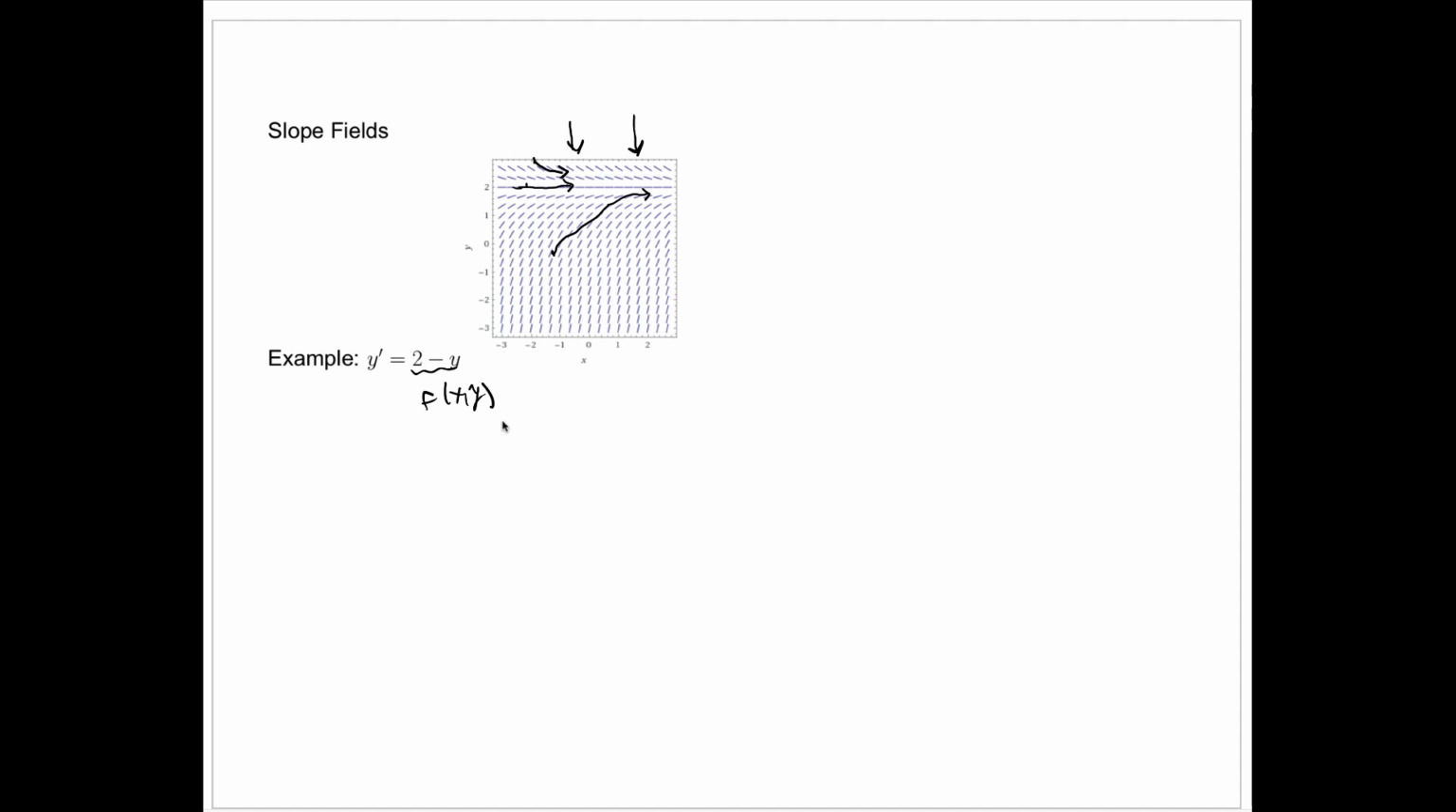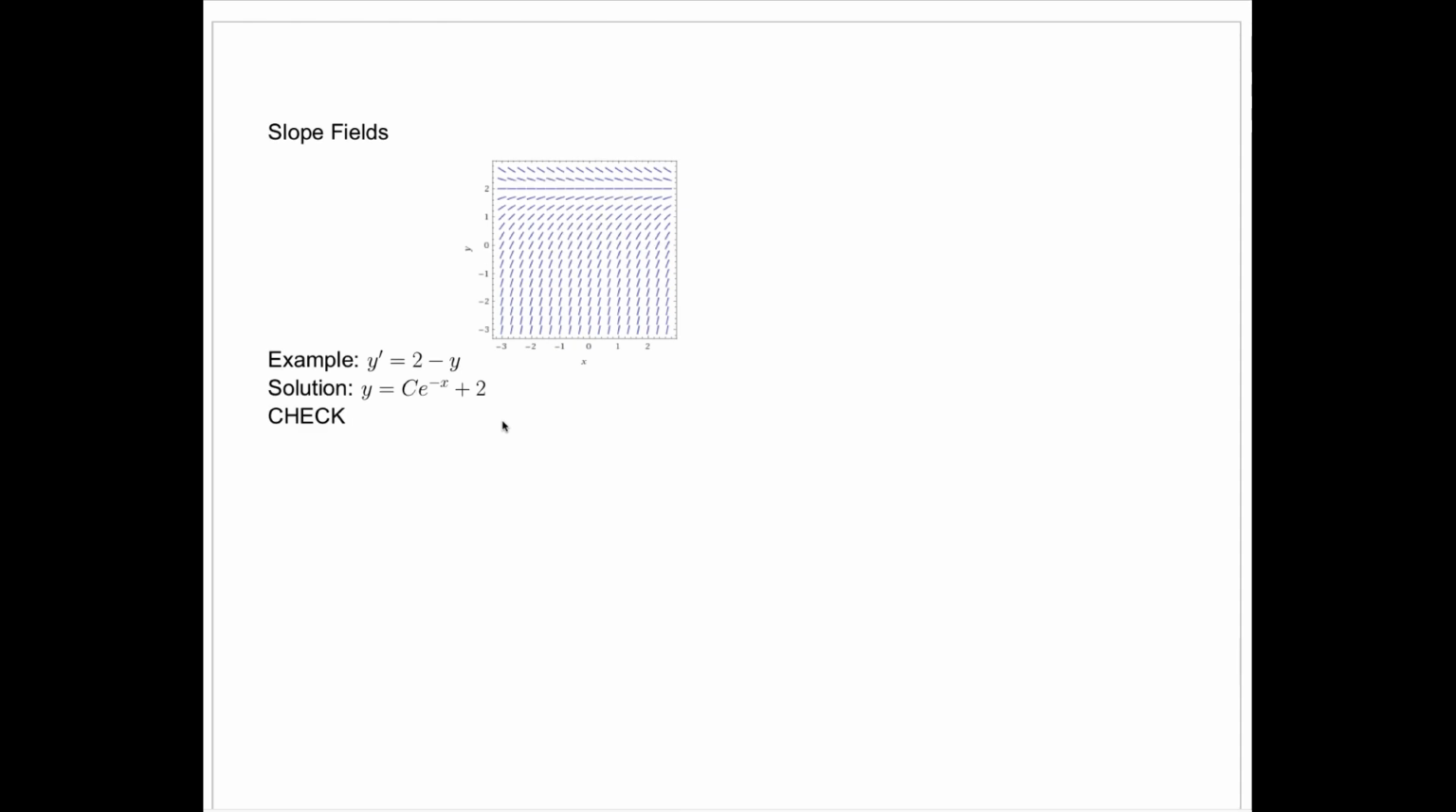So we can tell an awful lot about what the solutions to this differential equation look like just from the slope field. Now we're going to see very shortly that it's easy to solve this differential equation, and I won't worry you right now about how you solve it. It's something we'll learn how to do very easily. But right now, I'll just claim all the solutions look like y equals a constant times e to the minus x, plus 2.